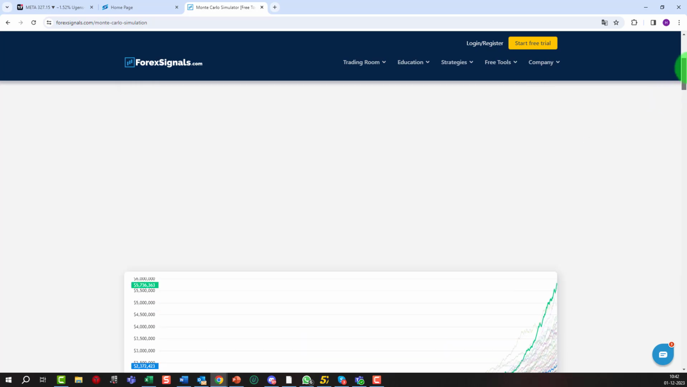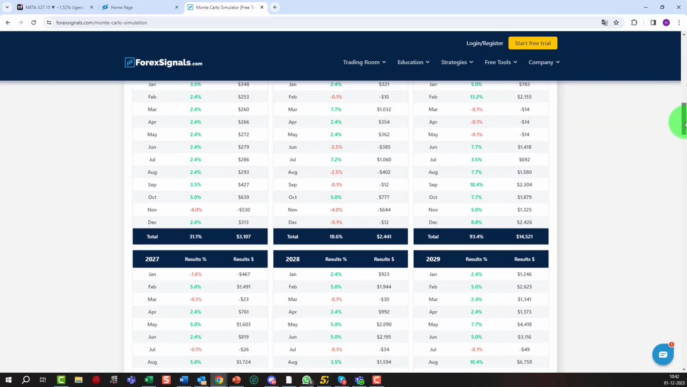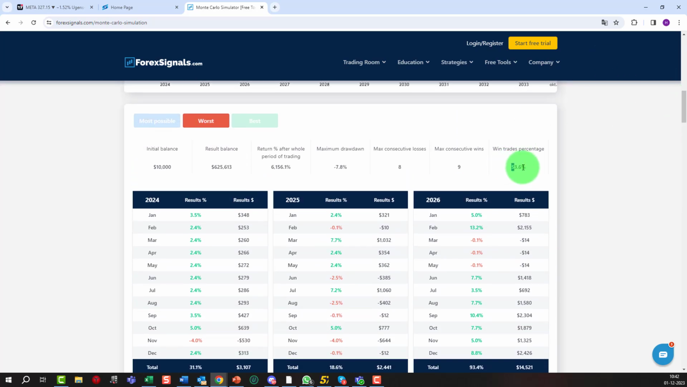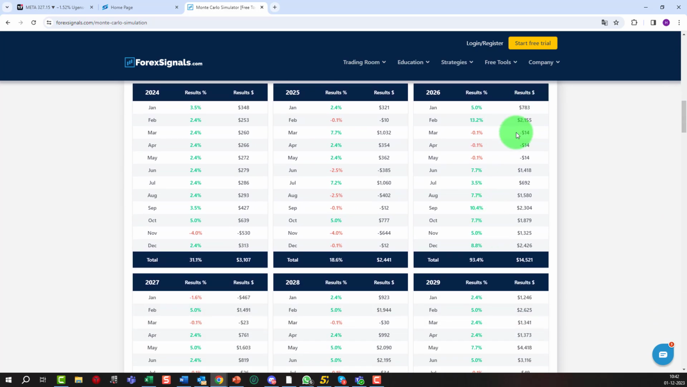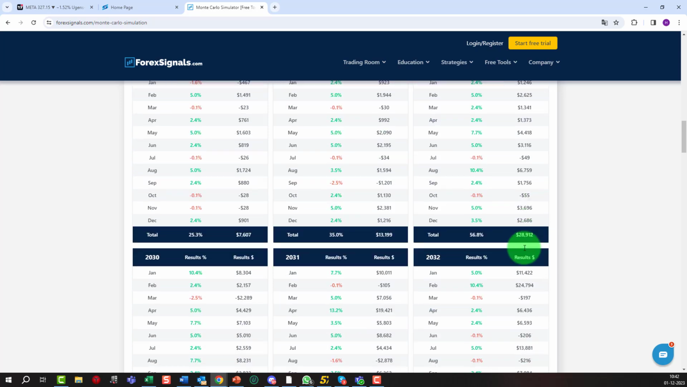Now, even though we put in a 60% win rate, you can see that in this worst case, it only had 53.6% winners. However, even though that was a bit lower, you can see we are making 31% per month, 18%, 93%, that was a good year, 25, 35, and so on.